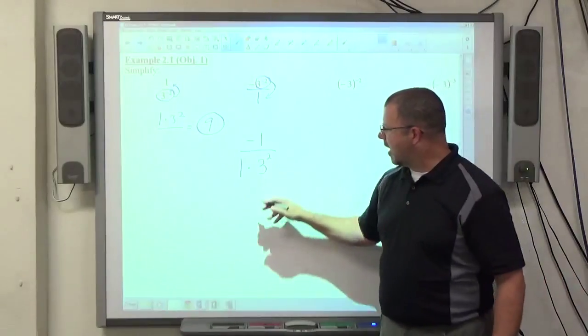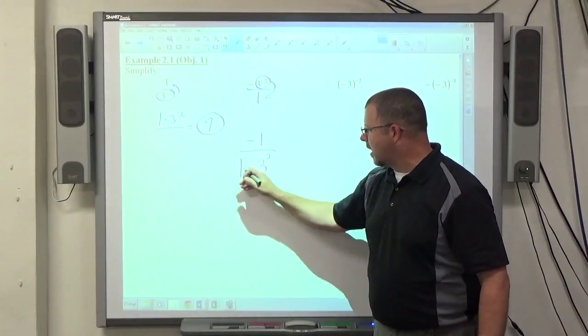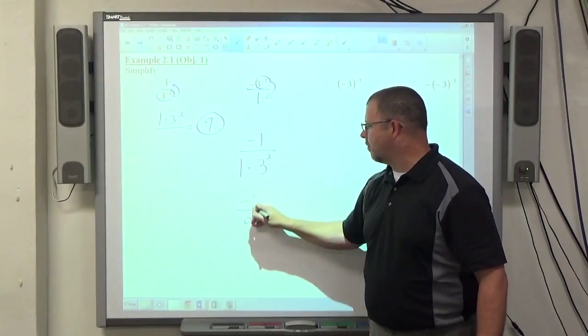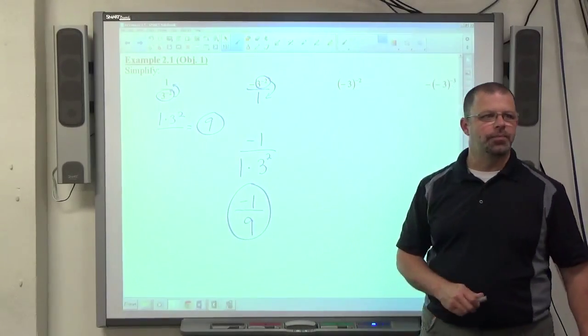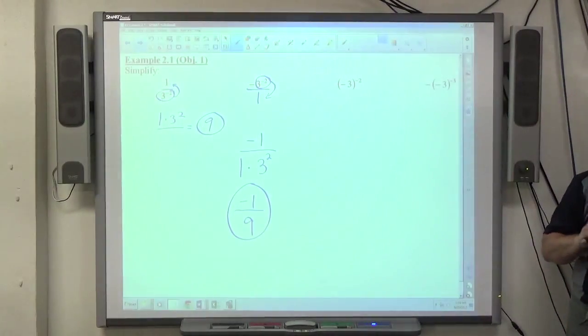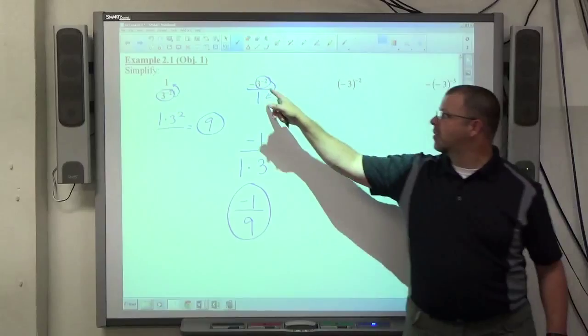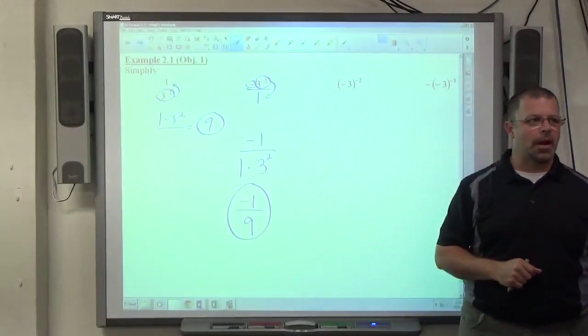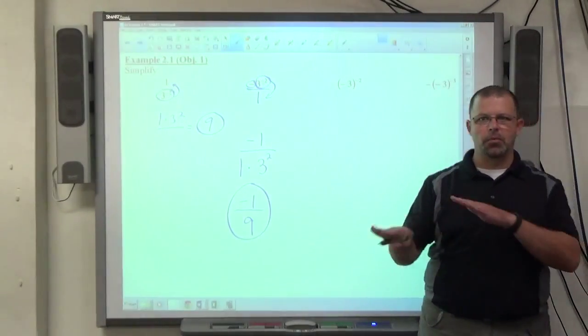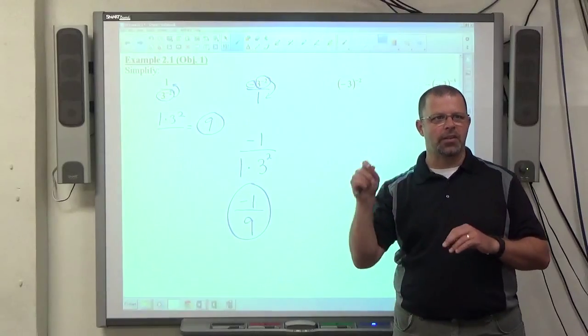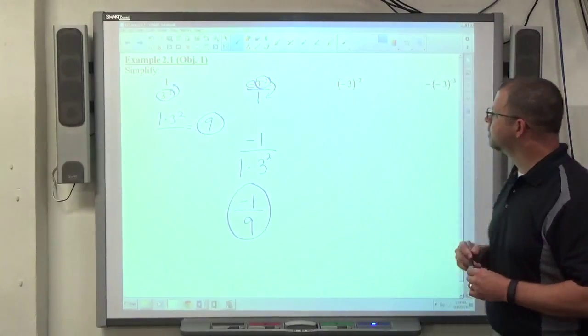And all we do then is evaluate on the bottom. 3 squared is 9 times 1 is 9. On top we get negative 1, so negative 1/9 is the answer. It's not negative because of the negative power, it's negative because the minus sign is not being raised to the power. Okay? The negative power moved the 3 squared down. The minus sign made the answer negative.